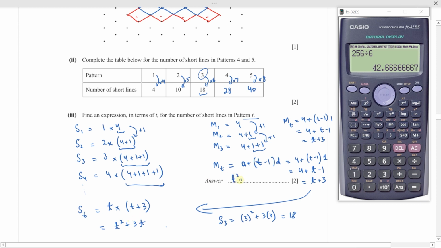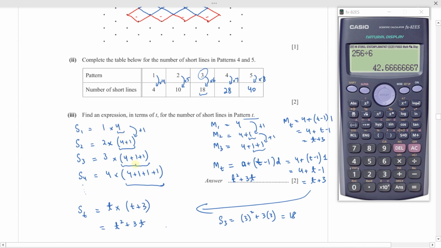So this is t square plus 3t. You basically just expanded this. You observe that each time, you multiply your pattern number, which is 4 here, 3 here, with this constant multiplier here, which is increasing by 1 each time. So you found the expression for the tth term of the multiplier, which is t plus 3 here. So you simply got t, which is the pattern number, multiplied by t plus 3, which is the expression for the tth term for this multiplier.